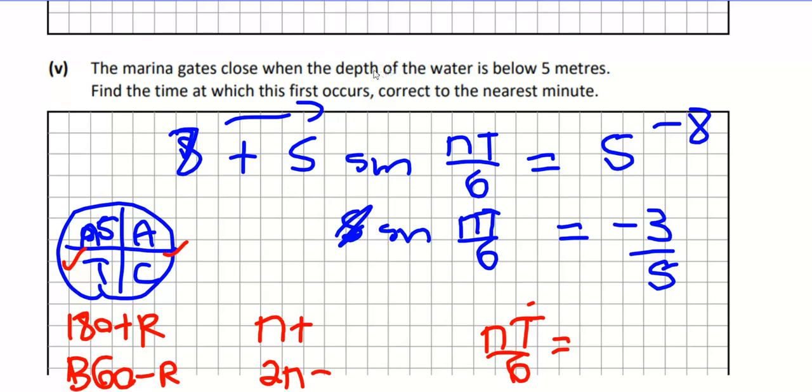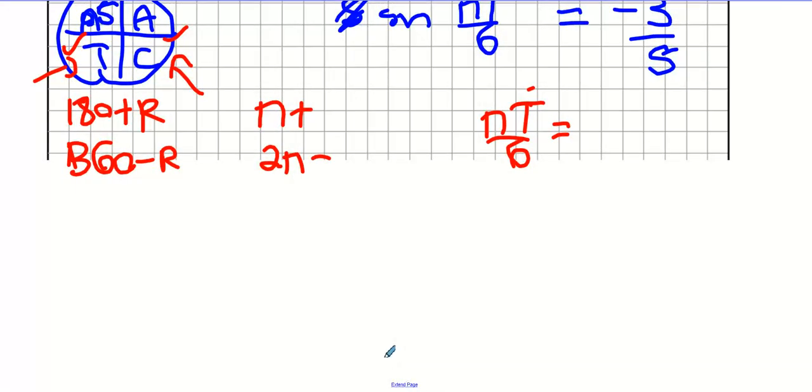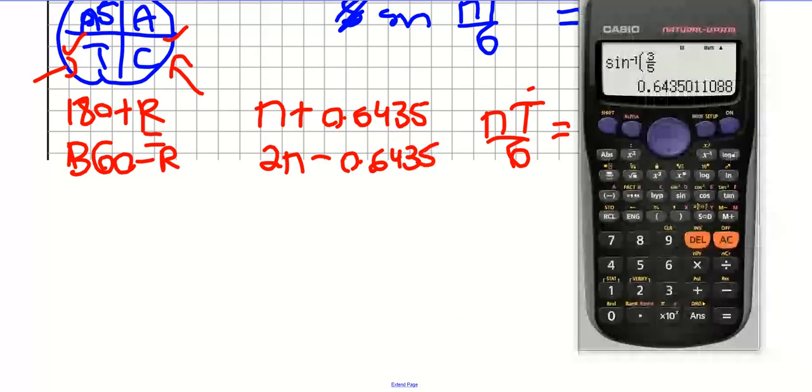So our first answer, now it says the first time it occurs. The first time it occurs is the T answer. And the second time it occurs is actually the C answer. So you only need the T answer for full marks here. But either way, we replace the R value with 0.6435, and we also do 0.6435 here. And we use our calculator now. We get shift pi plus 0.6435, and that is 3.785.